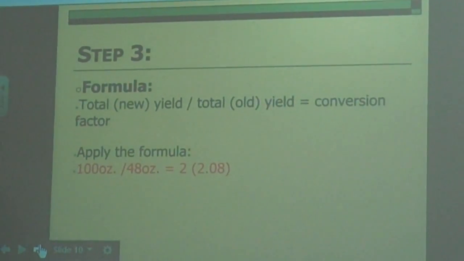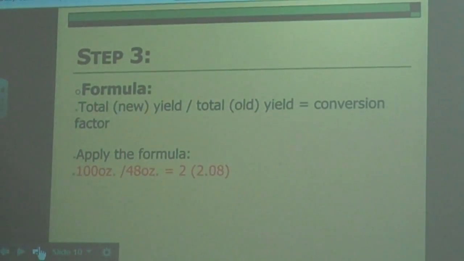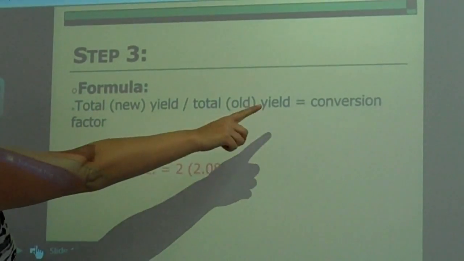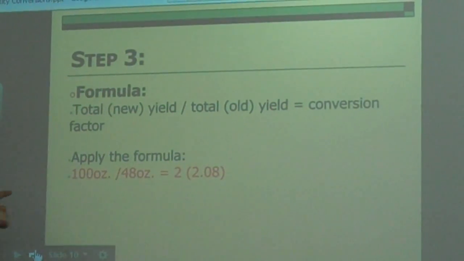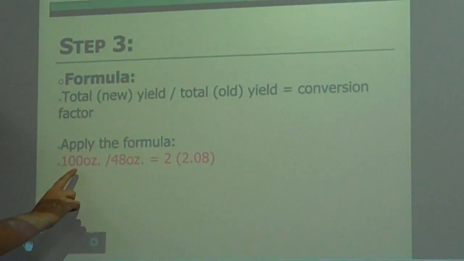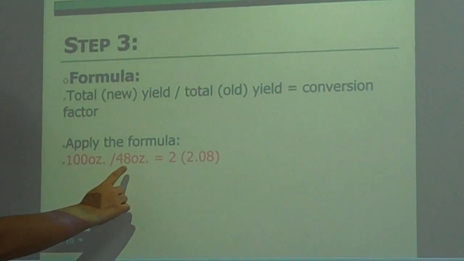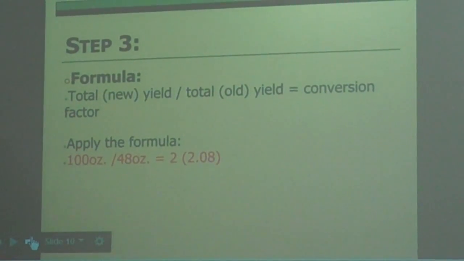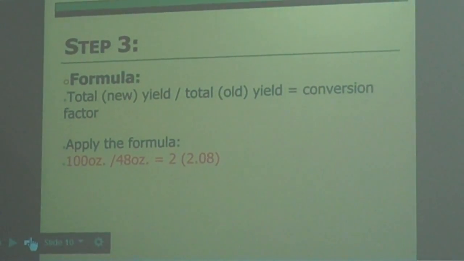Next, you're going to actually put it into the conversion factor formula. Total new yield divided by your old yield equals your conversion factor. So here we did that. Our total new yield was 100 ounces as we calculated, and then our total old yield was 48. When we divide that, you get 2.8. We just left it at a flat 2. Okay?